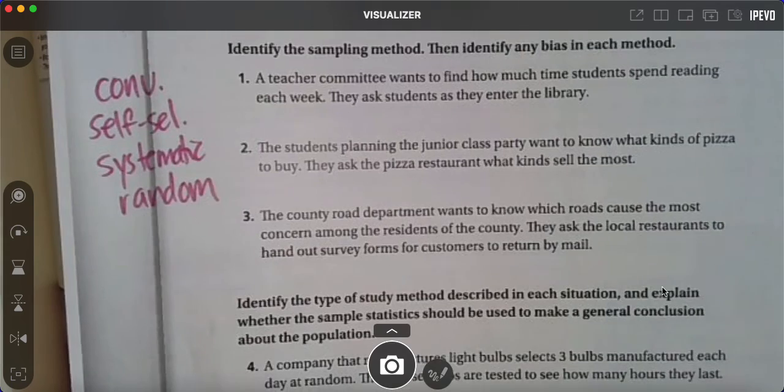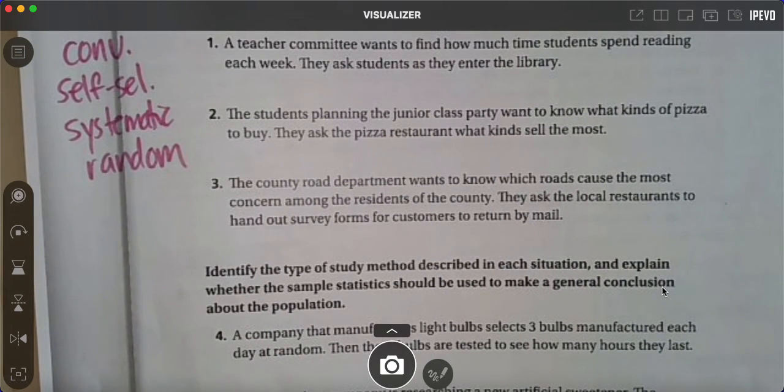The county road department wants to know which roads cause the most concern among residents. They ask local restaurants to hand out survey forms for customers to return by mail. So I would call that random because it's local people and it's random people. Okay, systematic would be every third person. It's not systematic. So it could be self-selected. Self-selected means they choose, like they could just be ones to select that, yeah, I want to take the survey and hand it back. I would pick random on this one. It just sounds a little bizarre.